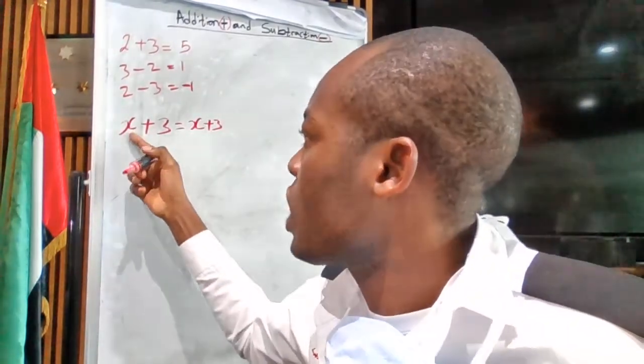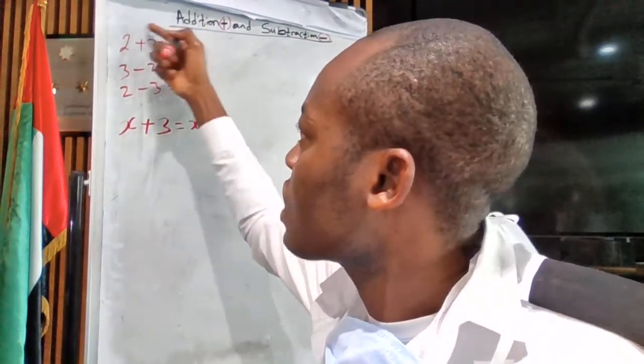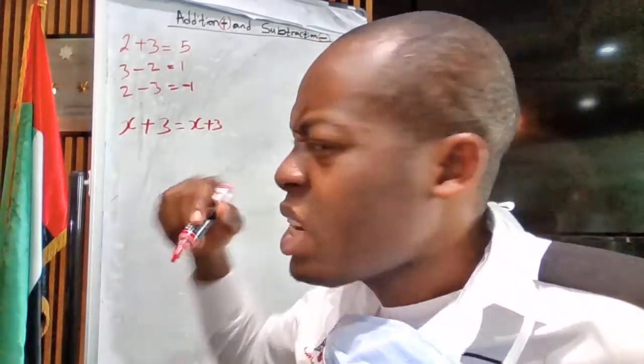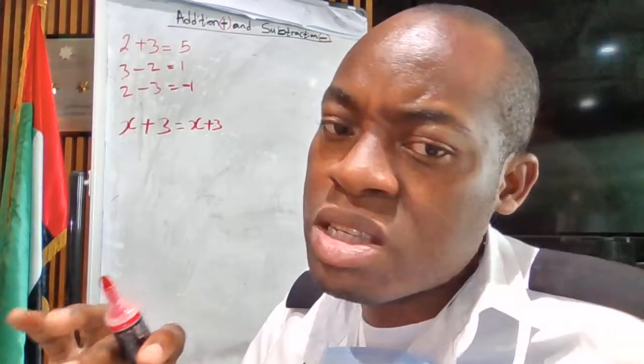That is, they are what? You cannot add them because they are what? Unlike terms. This one, they are what? Like terms. The same thing. Now, the same thing is applicable when you are adding alphabet of the same case.